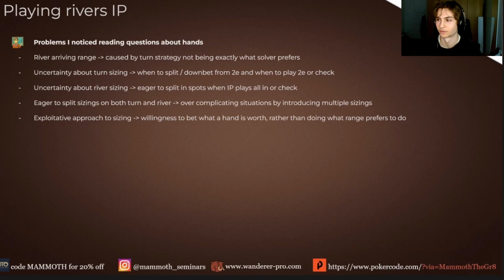That definitely creates some issues there. So I wanted to talk about it today. I sense uncertainty about your turn sizings. It feels like you want to split your range on a turn quite a bit, even on bricks.